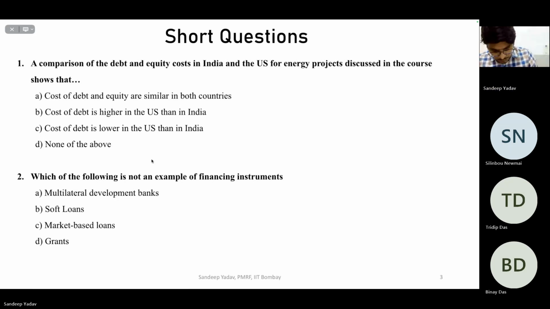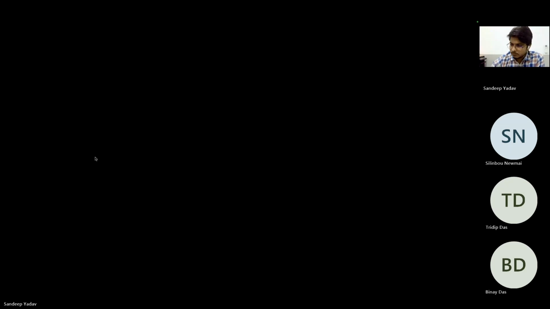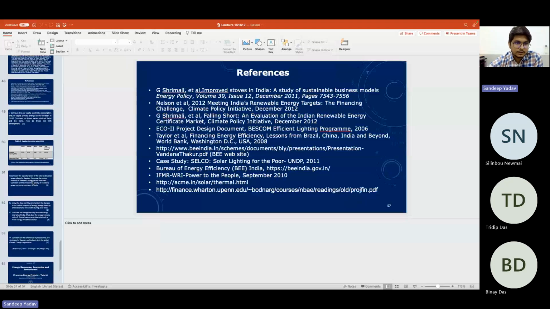Okay, let's move to question number two. Which of the following is not an example of financing instruments: multilateral development banks, soft loans, market-based loans, or grants? This is covered in the slides. If you are just catching up, then go through them. Anybody who wants to try this is most welcome. The first option was the multilateral development bank. If you go through this, we'll see. So this was the slide.